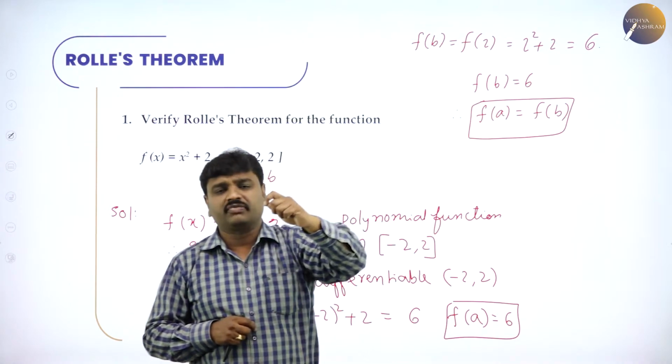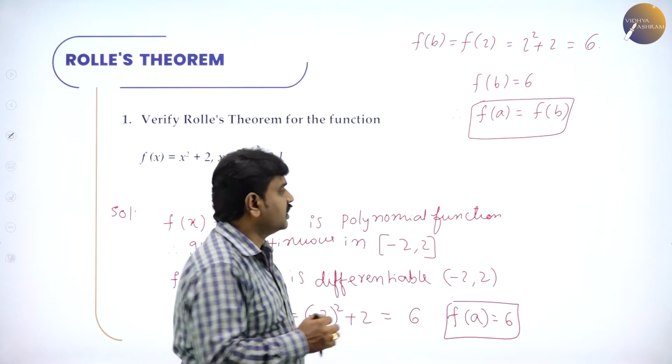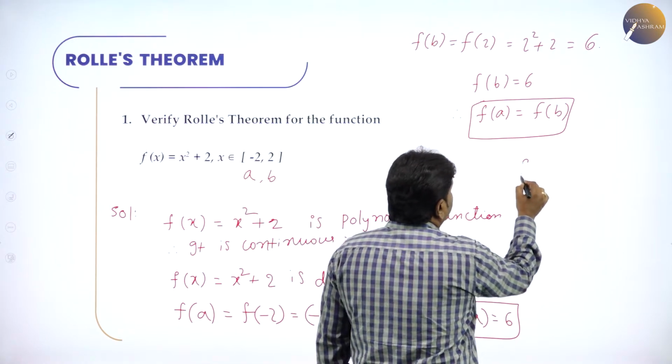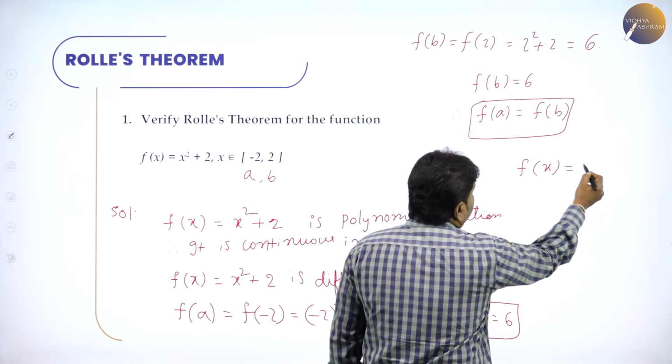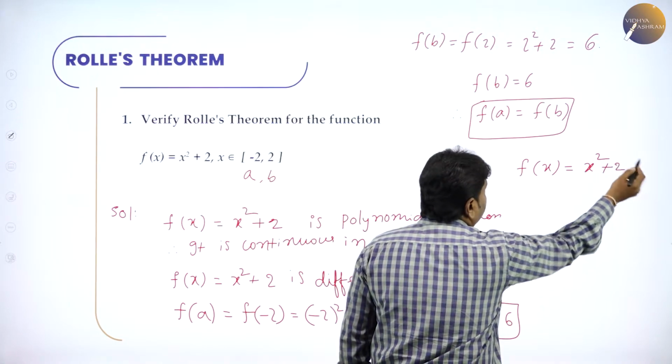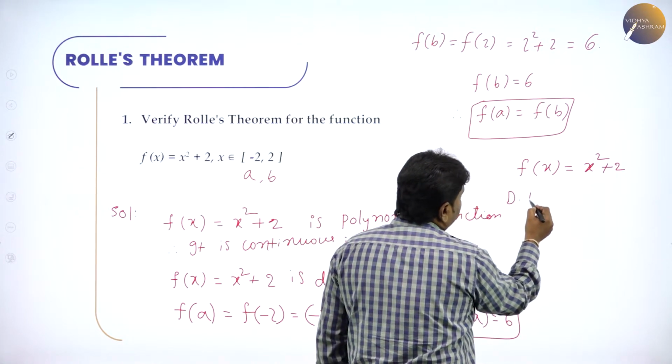Therefore f of a equals f of b. All 3 conditions are satisfied. Now you should find f dash x. They gave f of x. What is f of x? x square plus 2. So now differentiate both sides with respect to x.